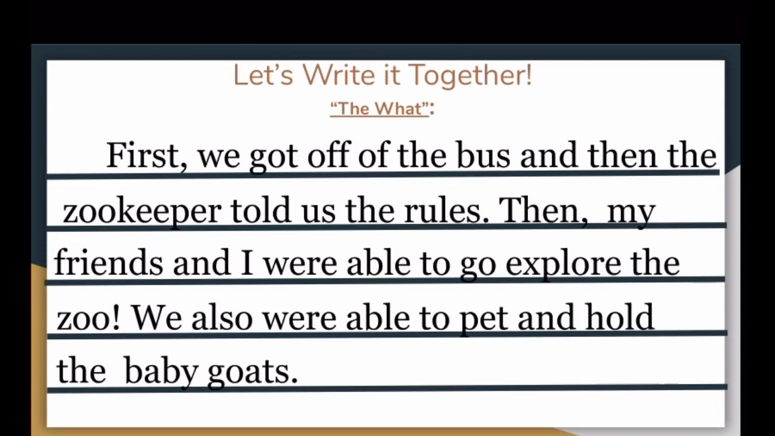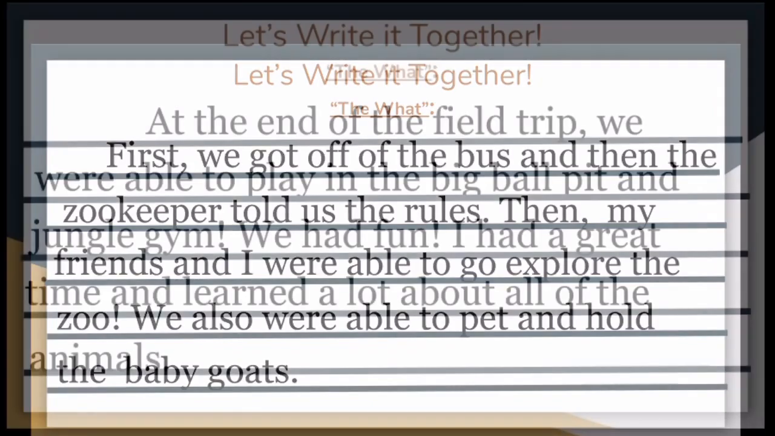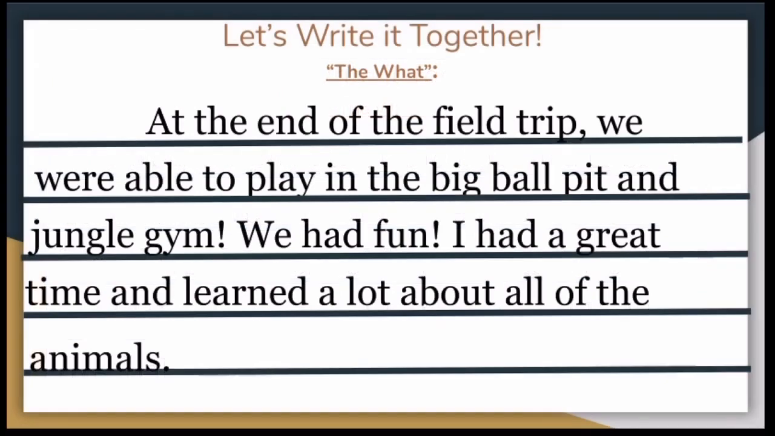Then, my friends and I were able to go explore the zoo. We also were able to pet and hold the baby goats, period. This is my third paragraph, so I'm also going to put a 2-finger space in the front of the first sentence only. At the end of the field trip, we were able to play in the big ball pit and jungle gym. We had fun. I had a great time and learned a lot about all of the animals.